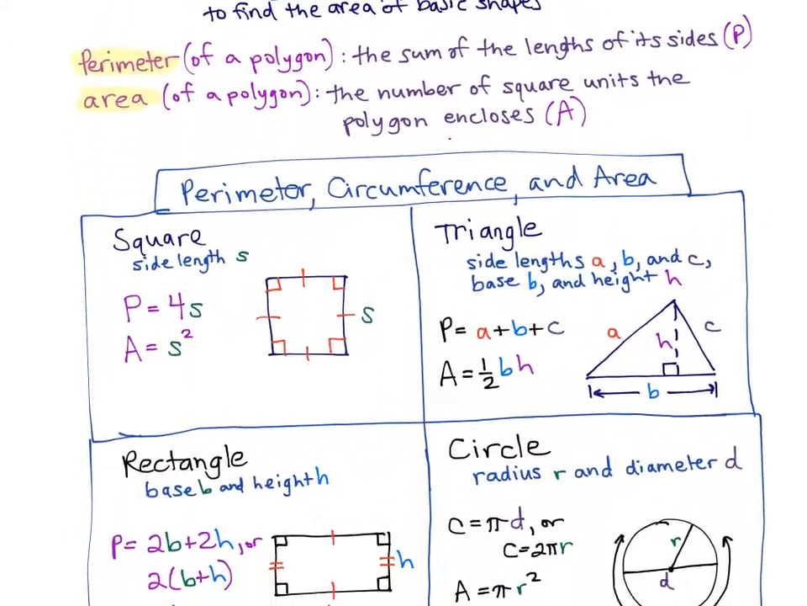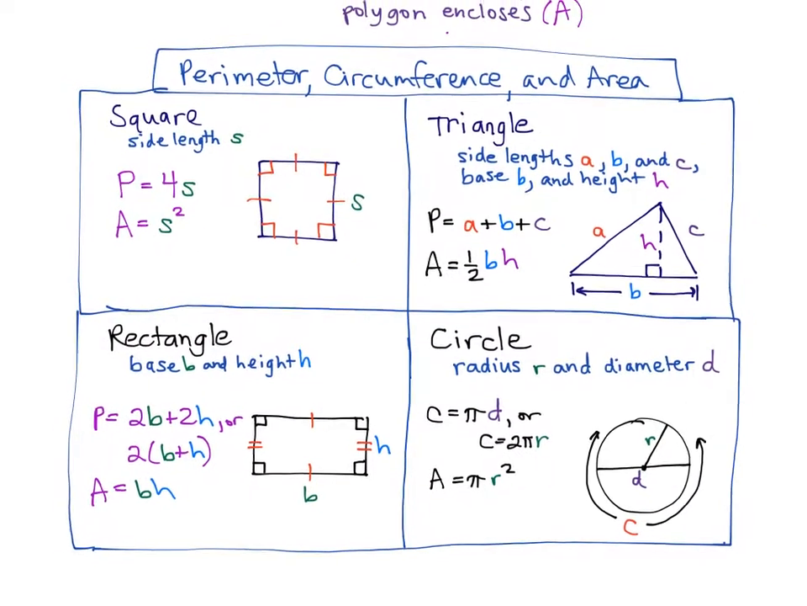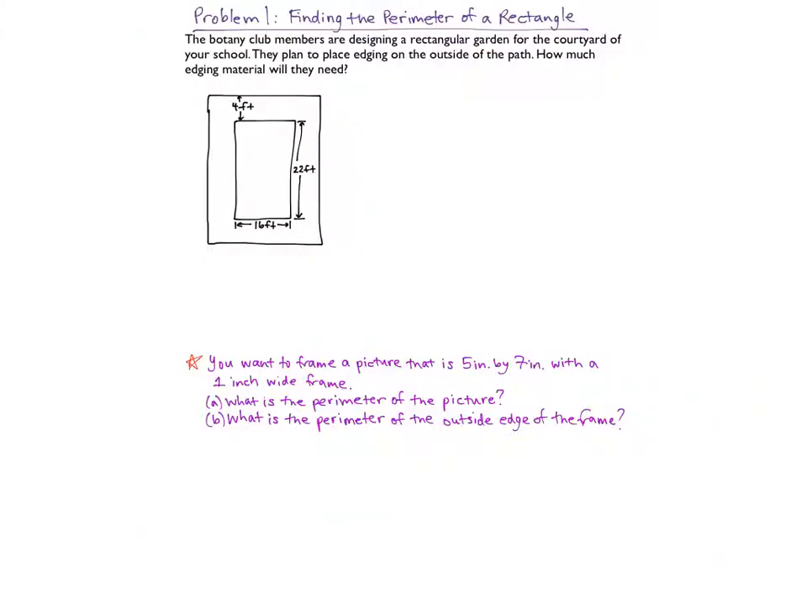So here are four of our most common polygons: square, triangle, rectangle, and circle, and the formulas for each of the perimeter and the area for each. So these formulas will be useful. Hopefully you recognize them from middle school or just regular life. So let's move on to using these.